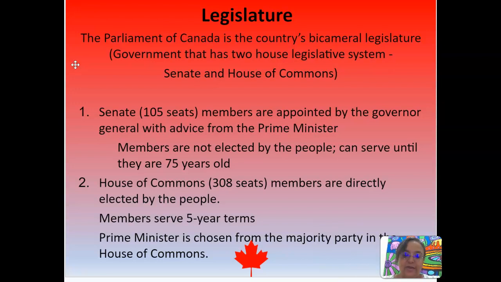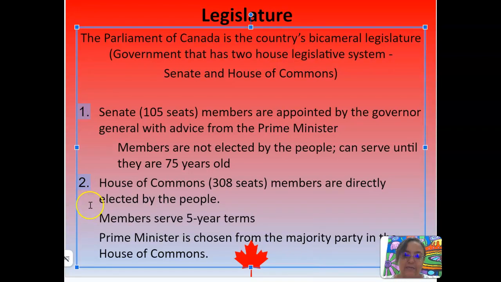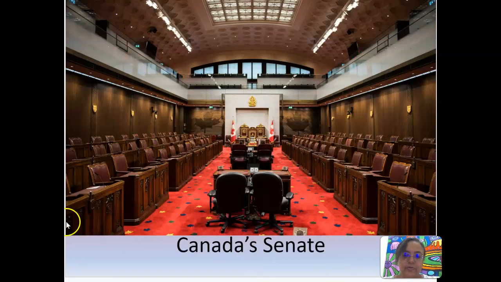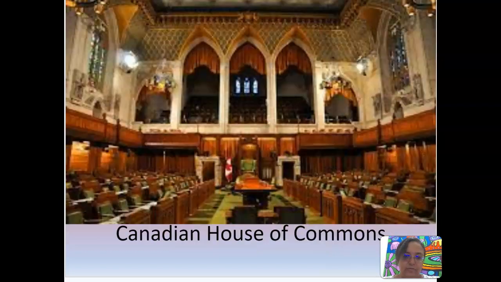The House of Commons has 308 seats. Members are directly elected by the people. Members serve 5-year terms. The Prime Minister is chosen from the majority party in the House of Commons. This is Canada's Senate. This is Canada's House of Commons.